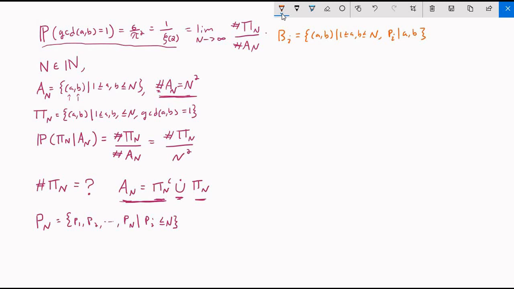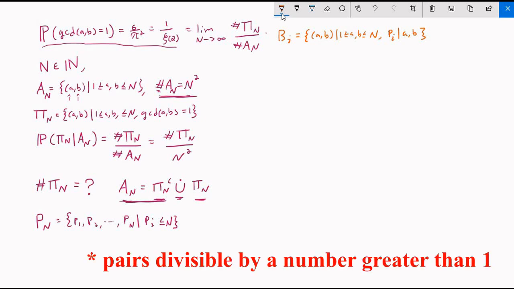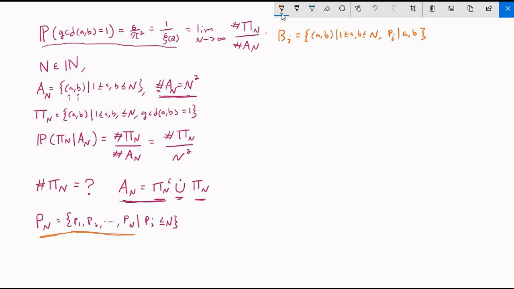The reason for making this definition is that we can describe our complement of capital pi sub n in terms of these B sub i. Recall that the complement of pi sub n should be all those pairs of integers which are divisible by some number which is between 1 and n. Well, we've listed all the prime numbers between 1 and n in our set P sub n. So if any pair is going to be divisible by something less than n, it's certainly going to be divisible by one of these primes. So if some pair is divisible by some number, it must fall into one of these sets B sub i. In other words, the set capital pi sub n complement has to be the union of all the B sub i's.